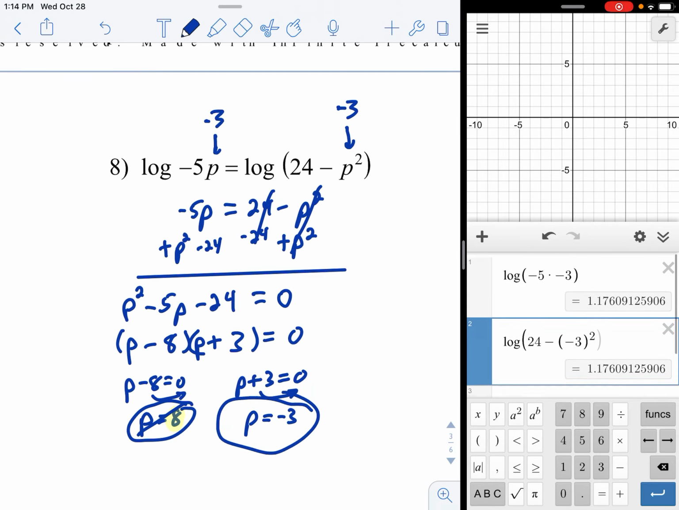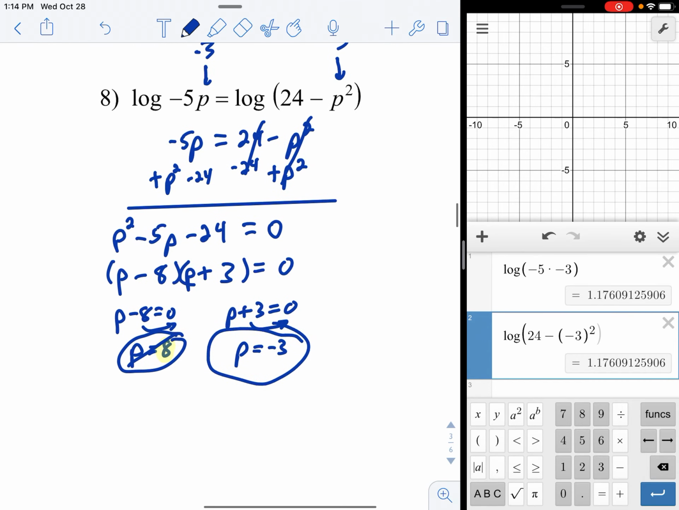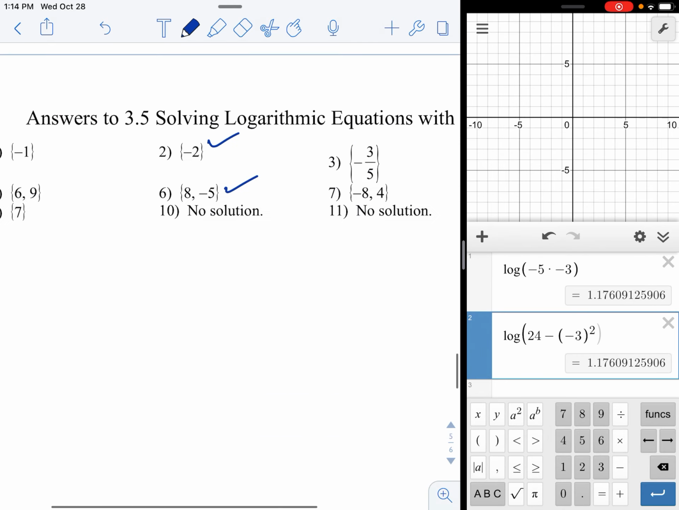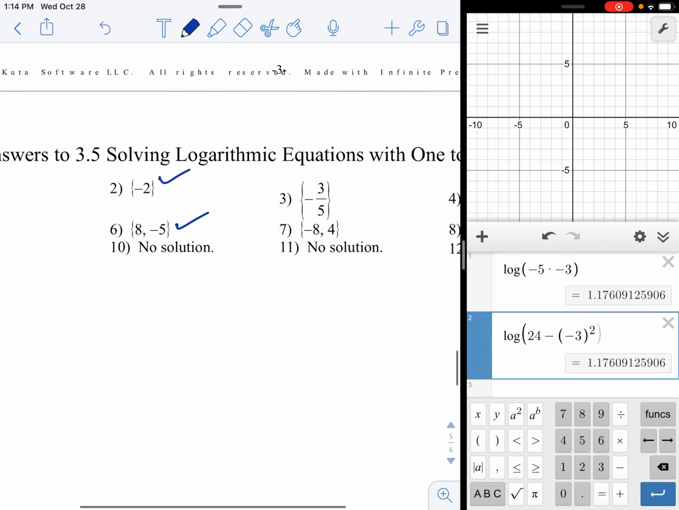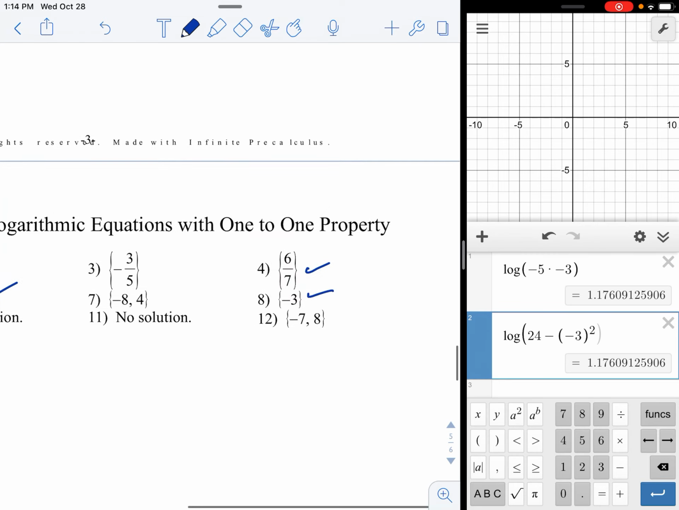So I plugged it into both sides. I used the calculator. I could have sort of worked this out manually. That would have been okay, but I got a calculator. I'm going to use it. You get the same answer, so that means that this is a good solution. So now I would go down and check my answer. Number 8, okay, -3 is the answer. There are not 2 answers.